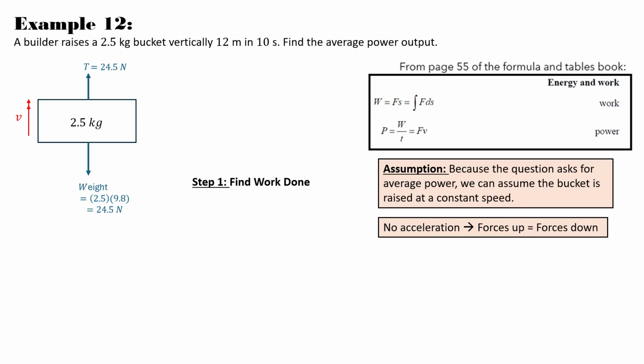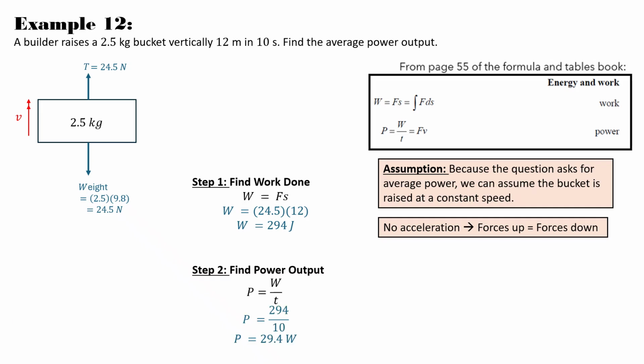So first of all, we're going to figure out the work done. Our work is force times displacement, Fs, which gives us 24.5 by 12, which is 294 joules. Then we can find the power output: that is 294 over 10, which gives us 29.4 watts as our average power output. But we have made some assumptions to come up with that answer.